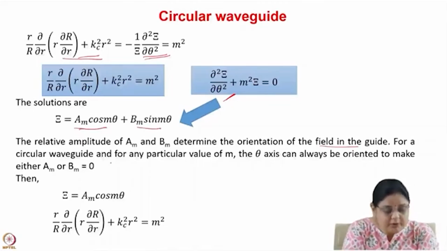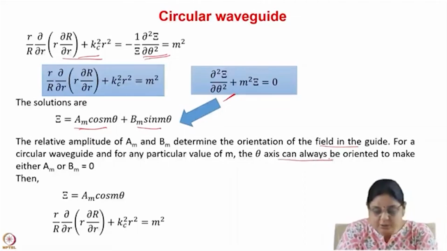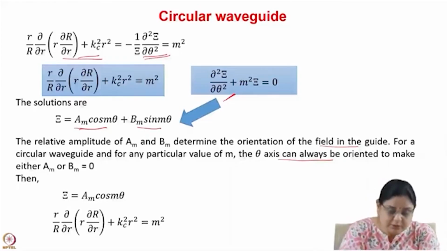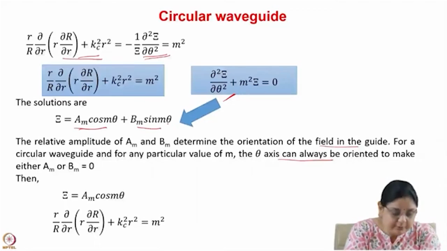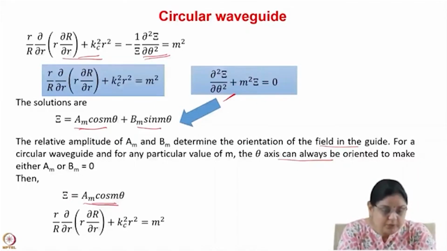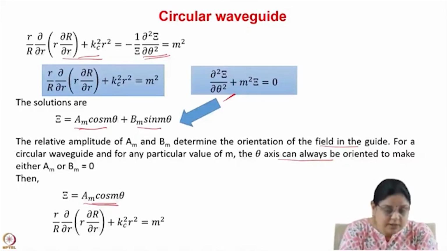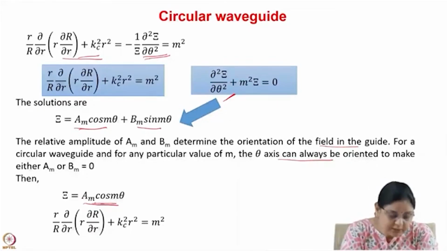For a circular waveguide and for any particular value of m, the theta axis can always be oriented. So you can always orient the theta axis such that one of them goes to 0. So let's do that for simplicity. We orient the axis such that Bm is equal to 0. So we are left with just one component, capital Theta is equal to Am cos m theta. So we are solving here for Ez, and the variation in capital Theta is of cosine form.